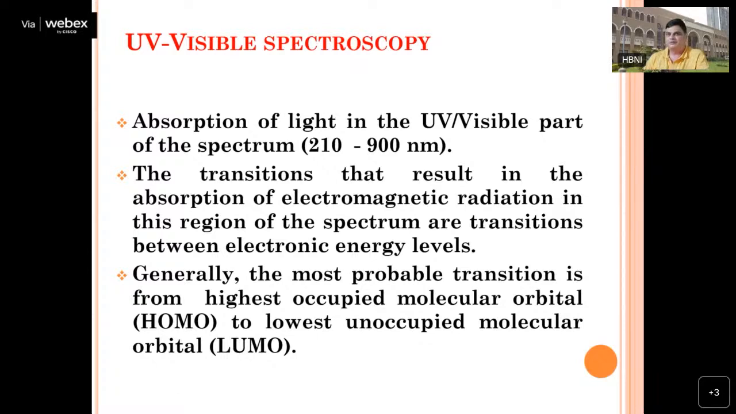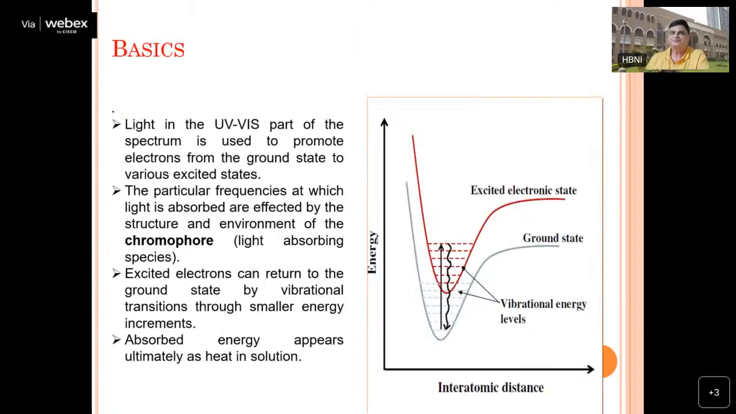So UV-visible spectroscopy basically deals with the absorption of light in the range of 200 to 900 nanometers. The transitions that result in the absorption of electromagnetic radiation in this region of the spectrum are transitions between electronic energy levels, that is, from one electronic level to another. Generally, these transitions involve the HOMO and LUMO. HOMO means the highest occupied molecular orbital and LUMO the lowest unoccupied molecular orbital. Generally, these are the most probable transitions in UV spectroscopy.